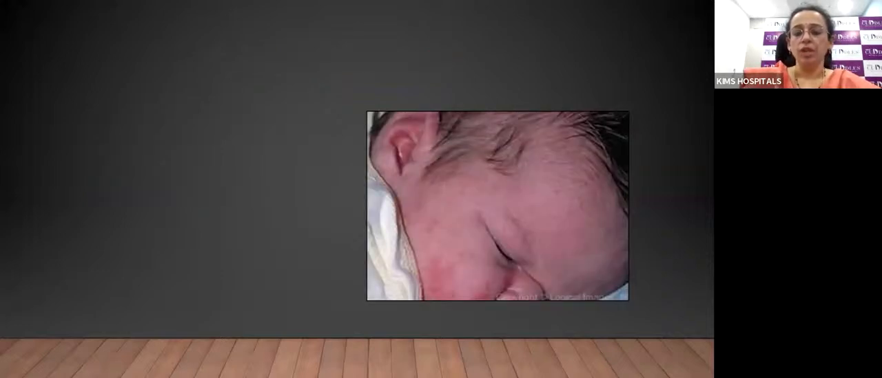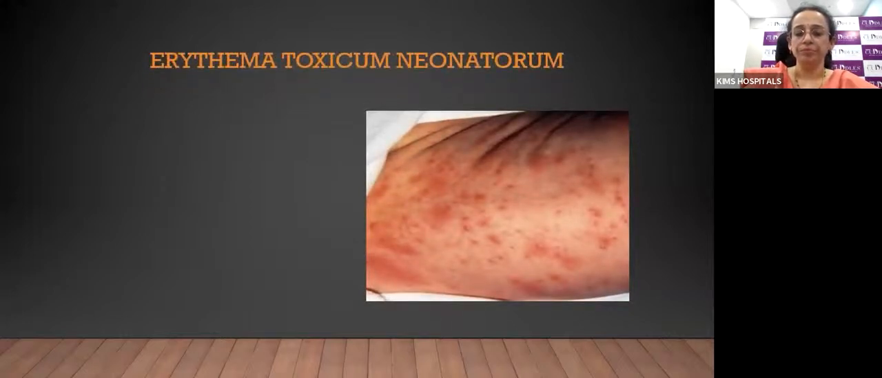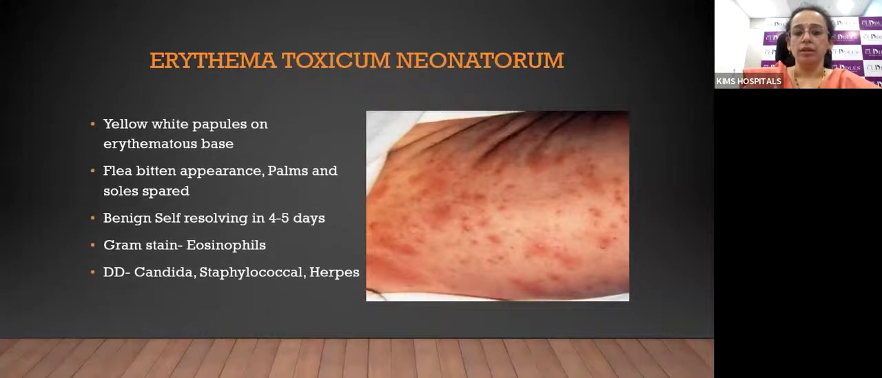So this is also one of the commonly observed lesions over the skin of the baby during the first few postnatal days. This is erythema toxicum neonatorum. Here we can see a flea-bitten appearance with yellowish white papules on an erythematous base. So these lesions do not appear on the palms and soles. These are also benign self-resolving lesions which disappear over a few days.